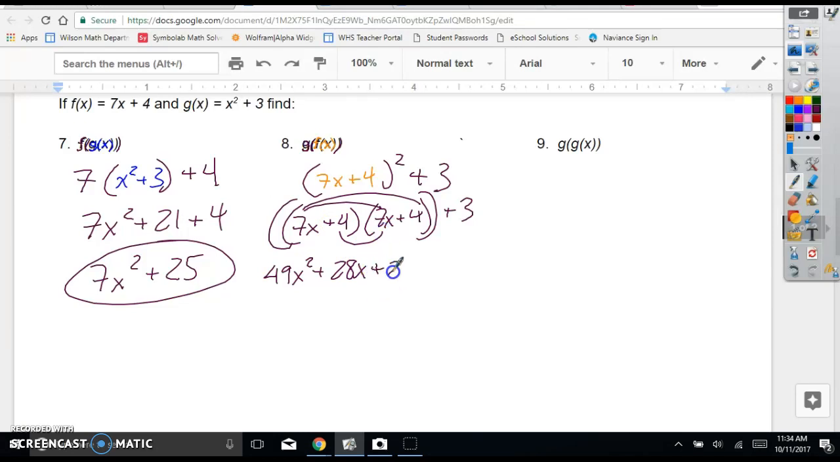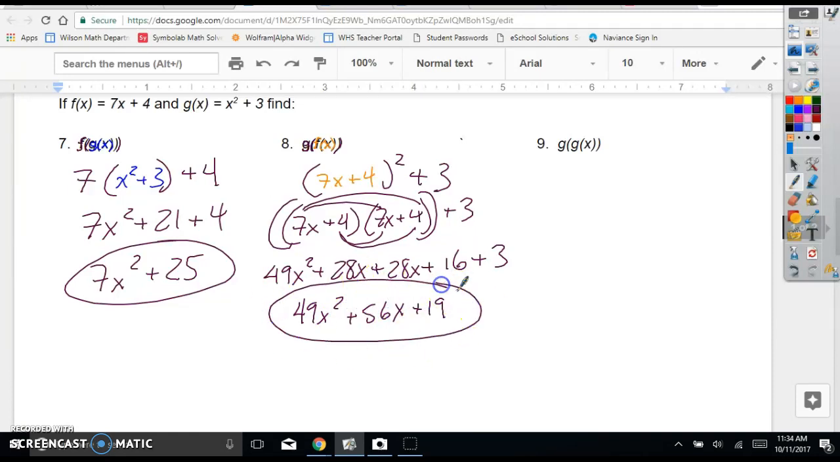This will be 28x. And this would be 16. Don't forget that plus 3 on the end. So our final answer is 49x squared plus 56x plus 19. And there you go.